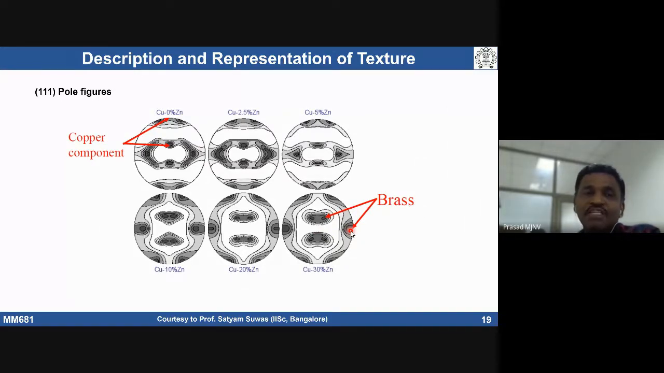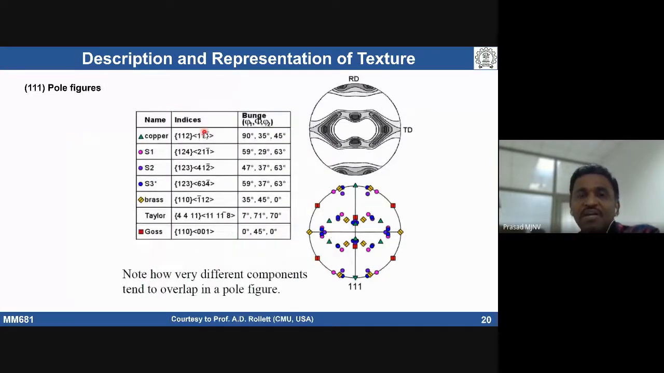So what are the copper and brass components? During deformation of materials, we see copper type, brass type, S type, Taylor and Gauss components. These have particular indices. The 112 family of planes with the 111 direction is called copper texture. If the information is more related to 110 and 112, it is called brass texture.